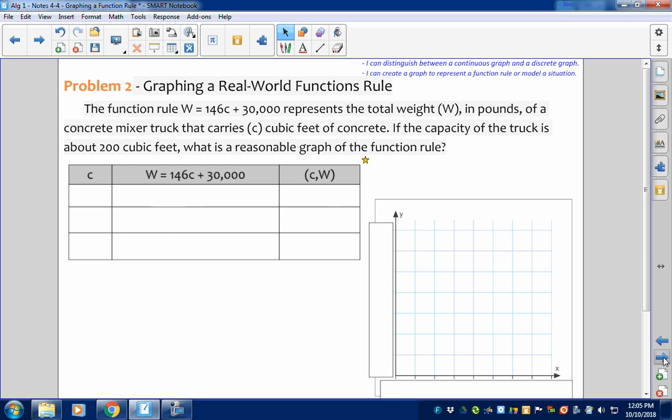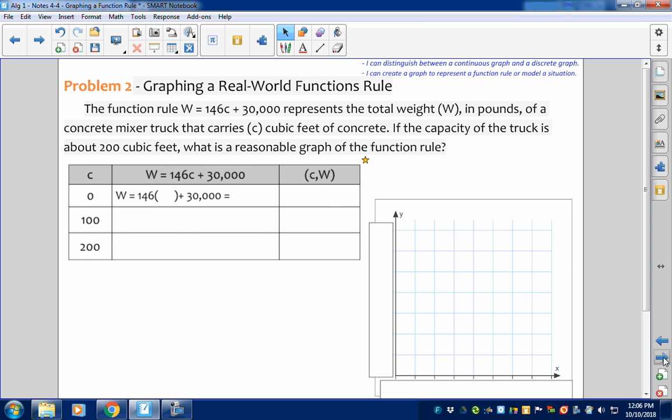So we're only going to do 3 points here. If the capacity is 200, you probably want to have 200 somewhere in your table. You also want to have 0 in your table, right? That's what it weighs without any concrete in it. And then something in between. I chose 100. Some students might say, hey, why not choose 125, halfway in between those two? It's your choice. But 3 values you might choose are 0, 100, and 200. And then we plug it in here. Okay. So as we plug it in, it would look like this.